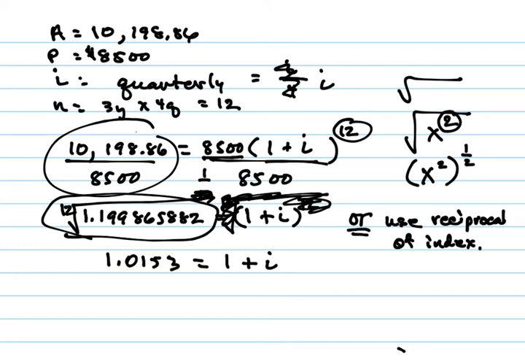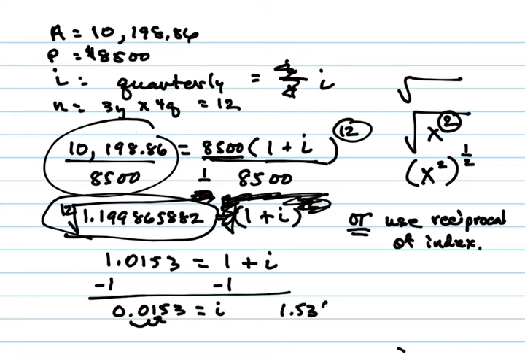Learn how to use your calculator with it. This will show up. Now, what's the only thing left to get my I by itself now? Subtract the 1. Exactly. So that gives me 0.0153 equals I. Okay, right. Now we want to change it to a percent. So that's 1.53%.